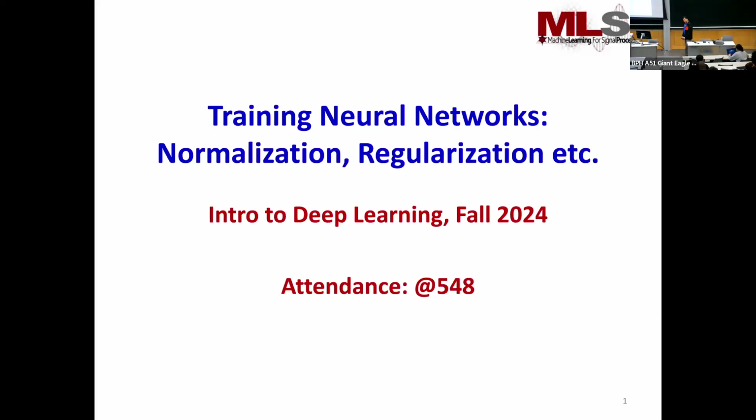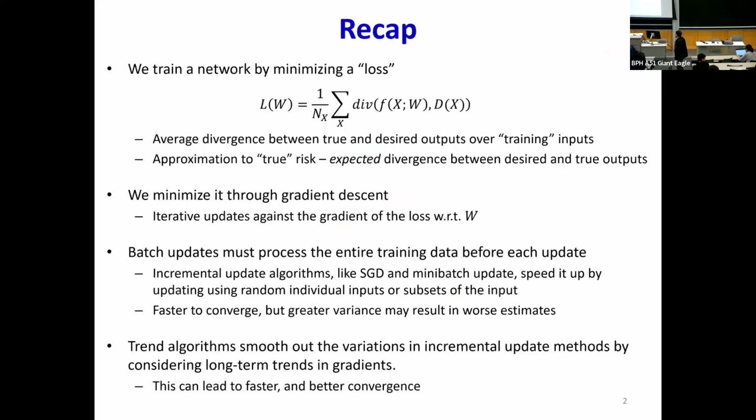This is the last of our series of lectures on training neural networks. So here's what we've seen so far. We train a network by minimizing a loss function. A loss is a function of the network parameters, which computes the average divergence over a bunch of training samples. The specific set of training samples may change from step to step. We also saw that this loss is not really the function we want to minimize. What we really want to minimize is the expected divergence.